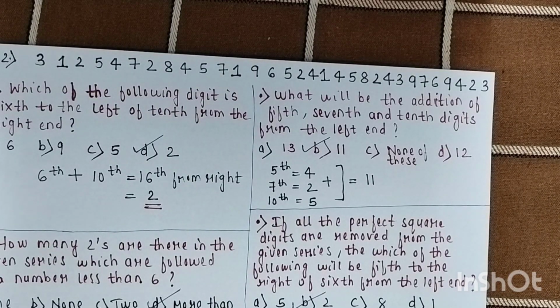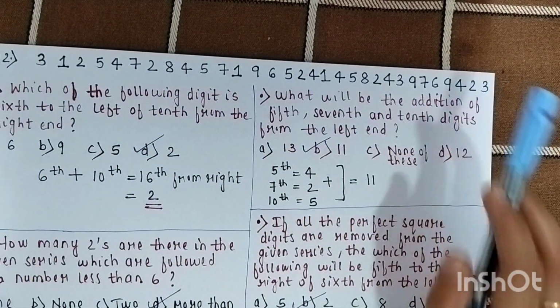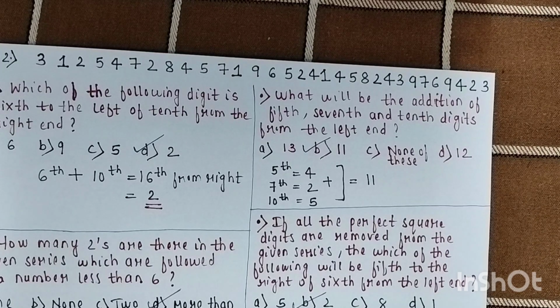Second type of question. Now this is the series given to you: 3, 1, 2, 5, 4. This is the full series. So this is the digit-based series, you can say.